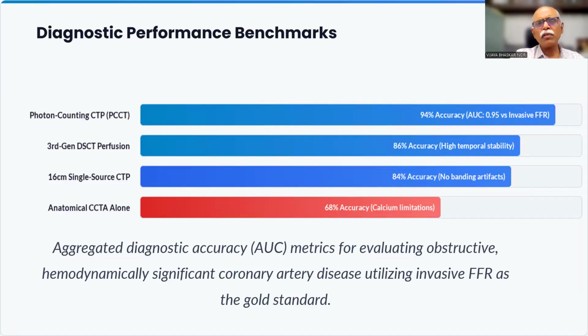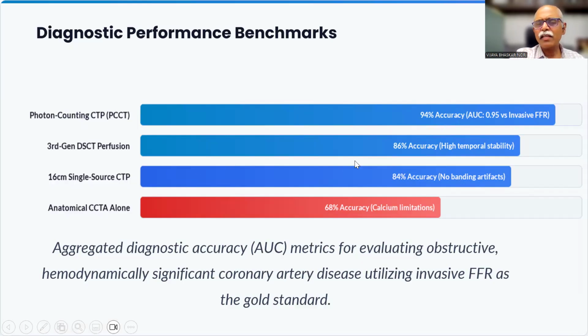On the diagnostic performance benchmarks, photon counting CT as of today has the best accuracy because of its inherent spectral ability. Photon counting CT does not need time attenuation curves or attenuation values in the myocardium because it measures iodine content in the myocardium directly. It's an inherent spectral CT, so its accuracy is 94% for CT myocardial perfusion in picking up significant stenosis.